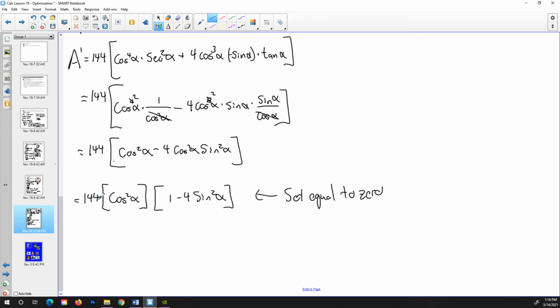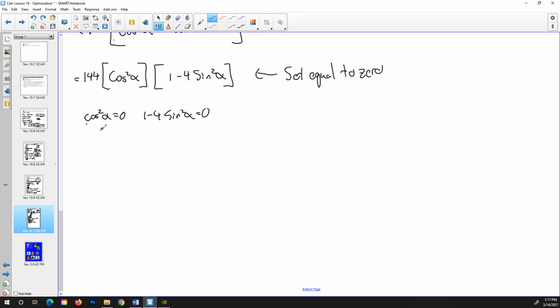So when I set this part equal to 0, the 144 becomes irrelevant. I just have to go cosine squared alpha equal to 0. And I didn't need this, so we'll erase it. And then 1 minus 4 sine squared alpha equal to 0.